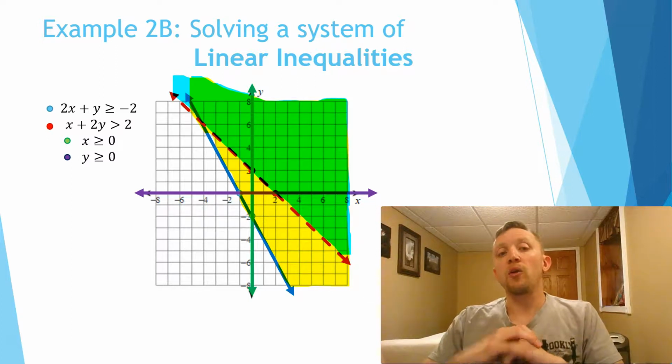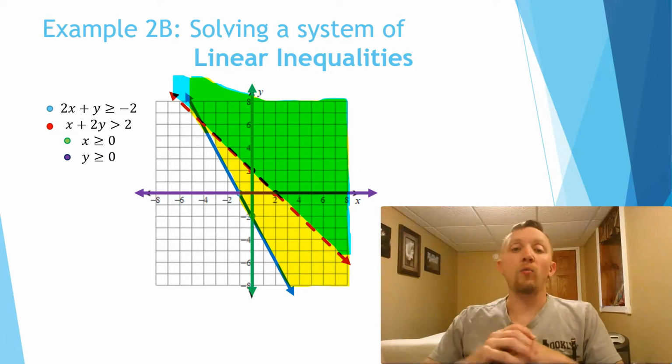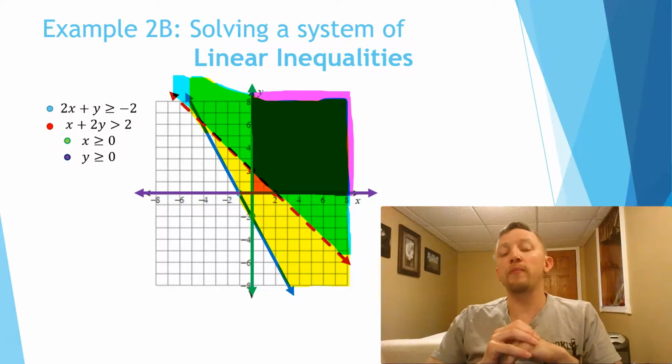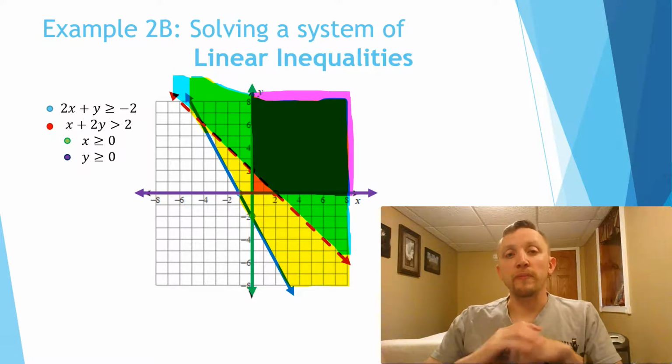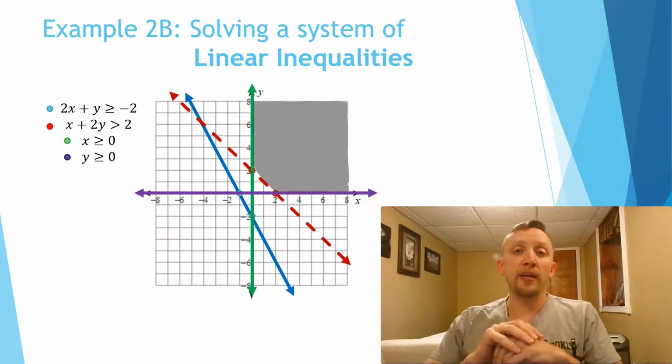Now x is greater than or equal to 0 would be to the right of that line, and y is greater than or equal to 0 would be everything above that purple line. So the common region that would be true for all 4 of those inequalities would be this region here that's really, really darkened. So that would be your answer. So hopefully you got that as your answer for that one. If not, go back and check your work and see if you can figure out where you made your mistake.